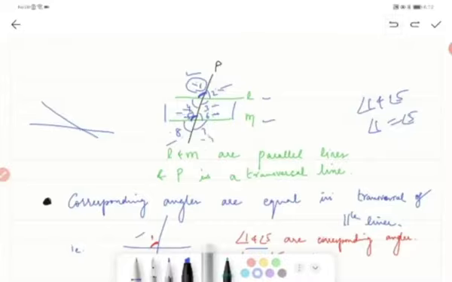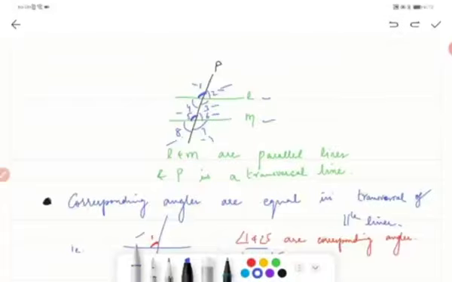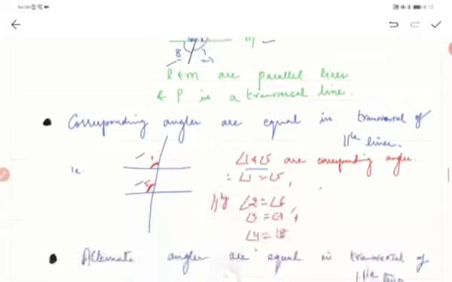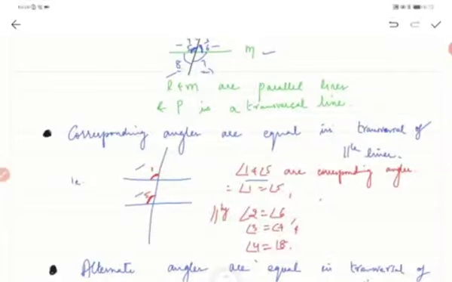Let me remove these lines. So what are the alternate angles here? Tell me. Corresponding angles were at the same position, isn't it? Now what is the alternate angle? For 1, the alternate is 6. 2 alternate is 5, 3 alternate is 8, angle 4 alternate is 7. And even alternate angles are equal whenever you have a transversal passing through two parallel lines.